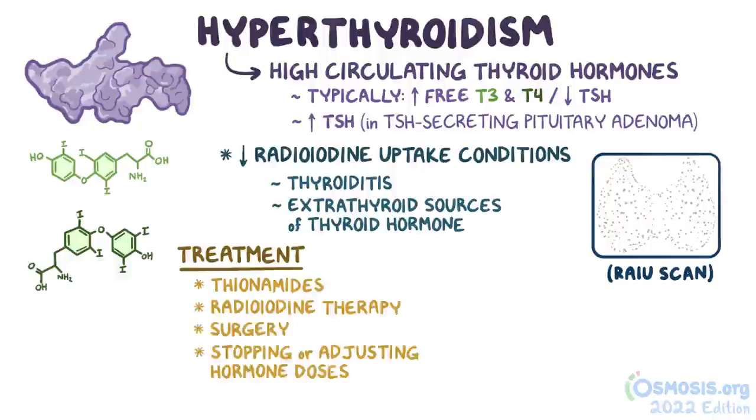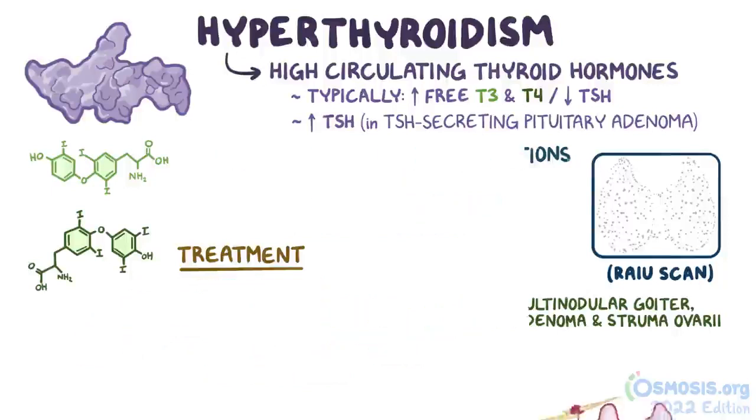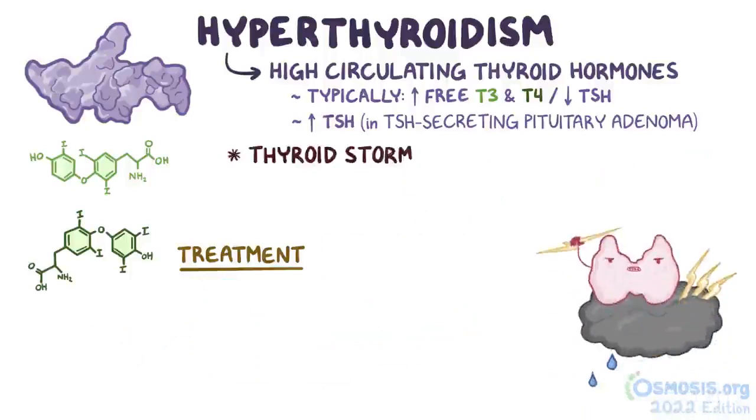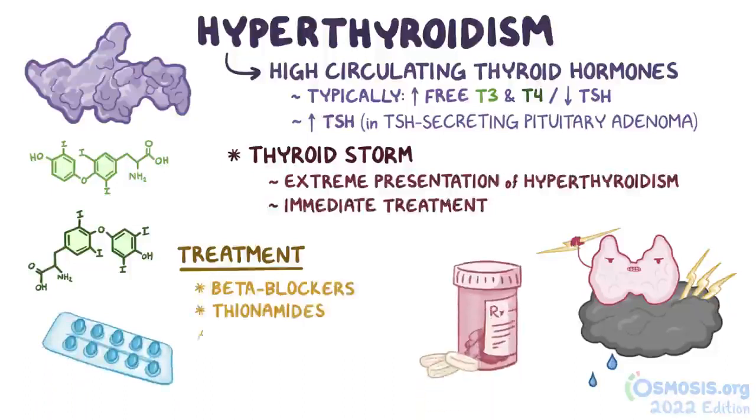Treatment of hyperthyroidism relies on thionamides, radioiodine therapy, and surgery, and stopping thyroid hormone medication or adjusting the doses. Thionamides are recommended in Graves' disease. Radioiodine therapy is recommended for toxic multinodular goiter, toxic adenoma, and struma ovarii. And surgery is usually reserved for patients with Graves' disease or toxic multinodular goiter that have very large goiters, which compress the nearby organs. Finally, thyroid storm is an extreme presentation of hyperthyroidism, which requires immediate treatment with beta blockers, thionamides, and glucocorticoids.